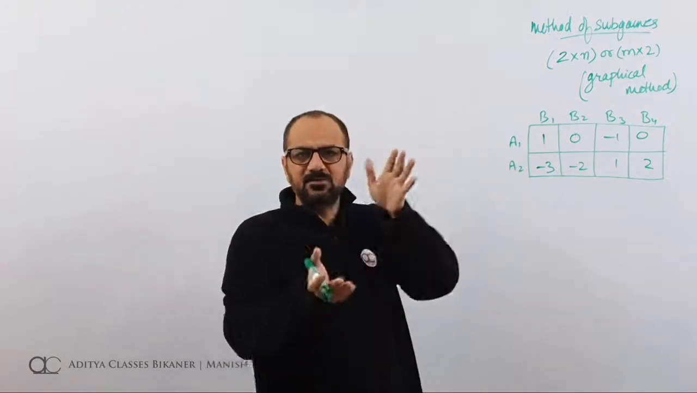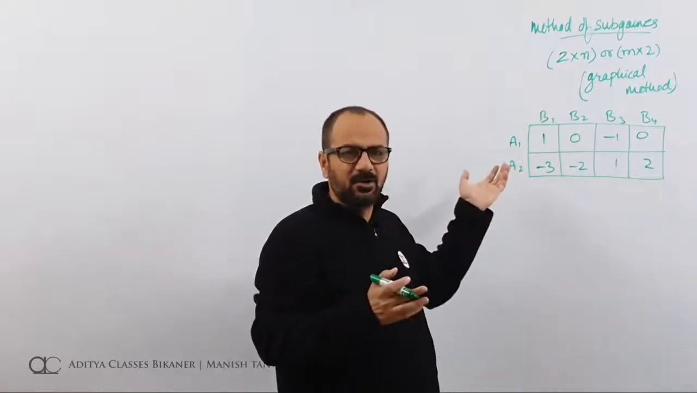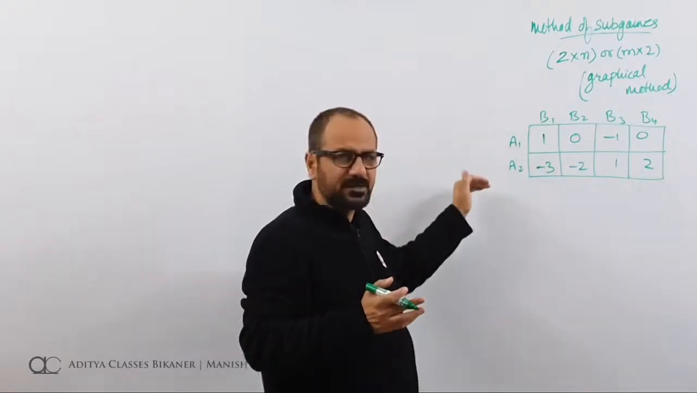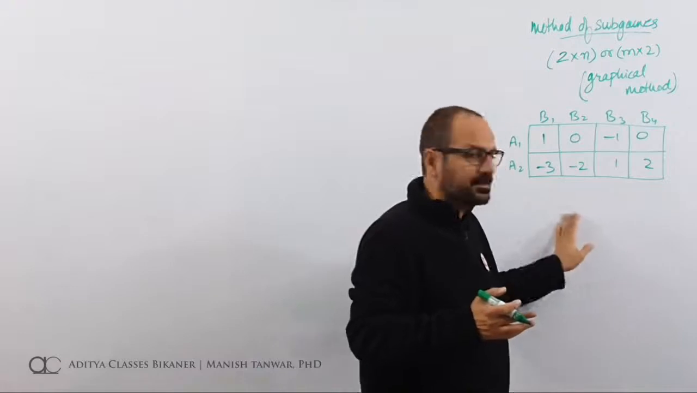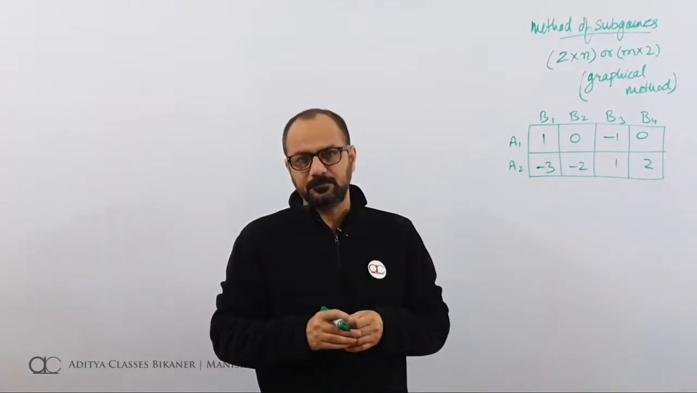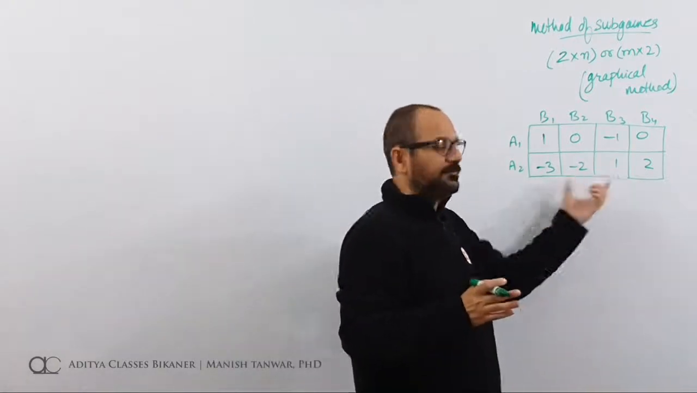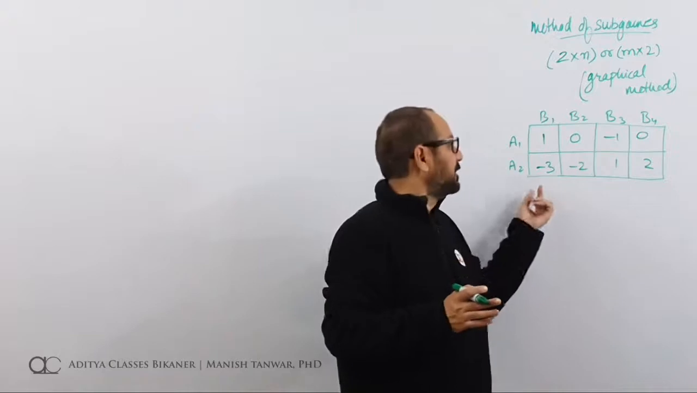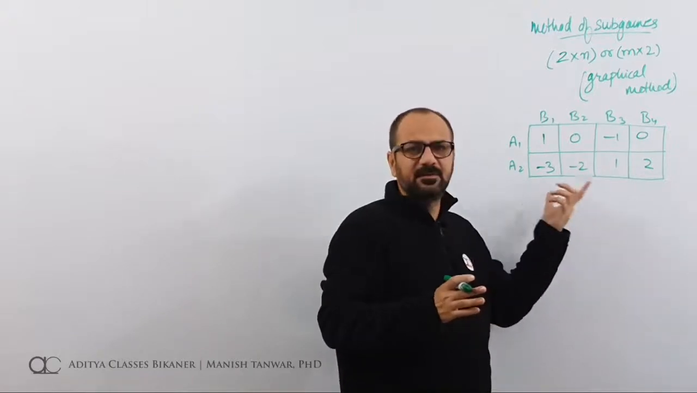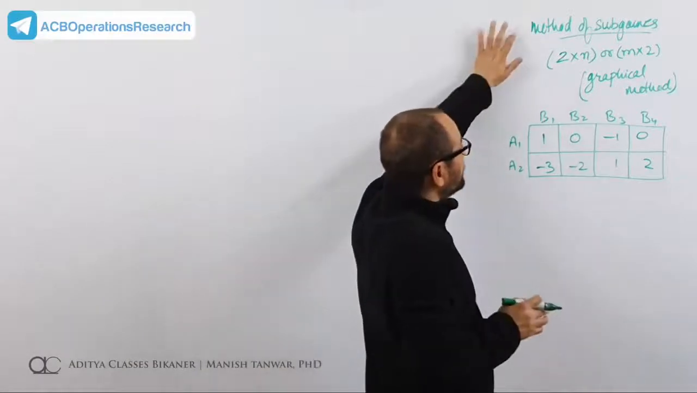So we need not reduce A any further, because we have probably seen in dominance that it cannot be reduced any further. But as far as B is concerned, we need to reduce it further, bring it down to 2 by 2. Then only can I decide which combination of 2 B's is best. Is it B1, B2, B1, B3, B1, B4, whatever is the scenario. Fine. So what we'll do is method of subgames.